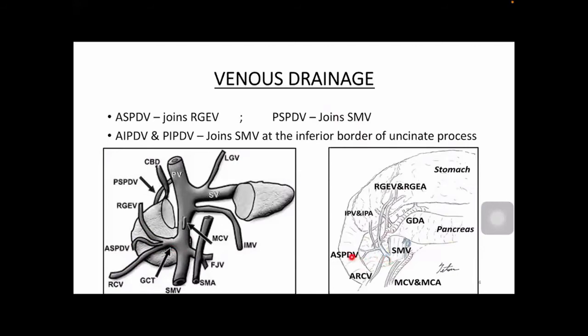This is the anterior superior pancreaticoduodenal vein. What happens? It joins with this right gastroepiploic vein. The stomach is being lifted up. See, the stomach is lifted up, and you can see the right gastroepiploic artery and right gastroepiploic vein. So what happened? You enter the lesser sac, and once you enter the lesser sac, you lift up the stomach, and you will find the pancreas.